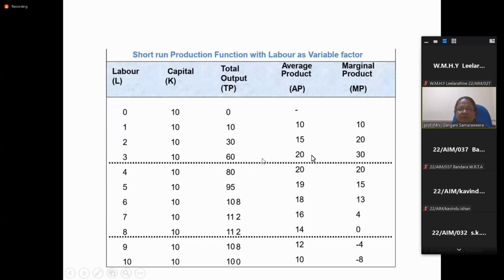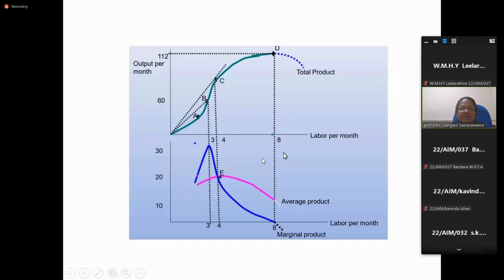See, when average product is the same as marginal product. At that point, the total output is 80 and we use 4 labor units. So every time, you can just compare these values with the graph. If you see these together, then you can easily recognize the points.